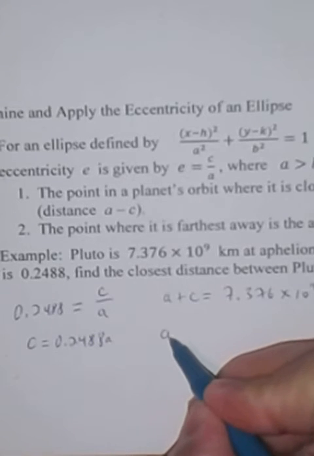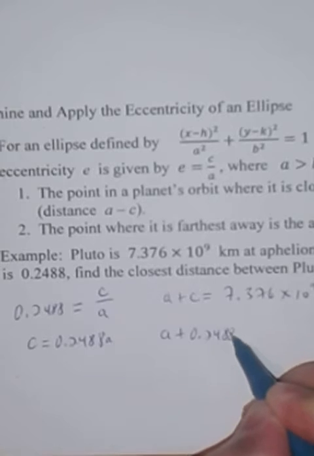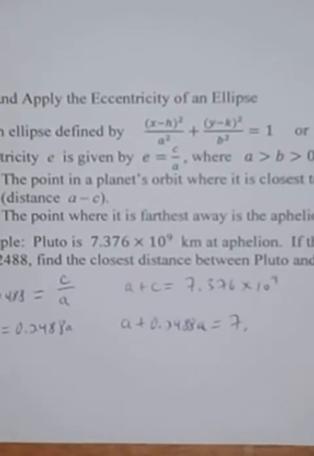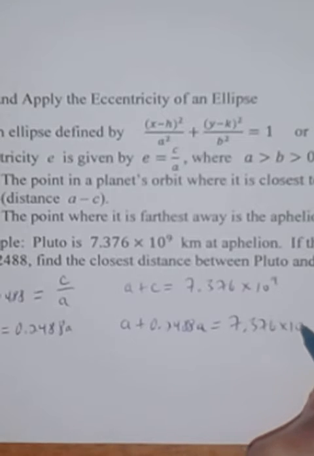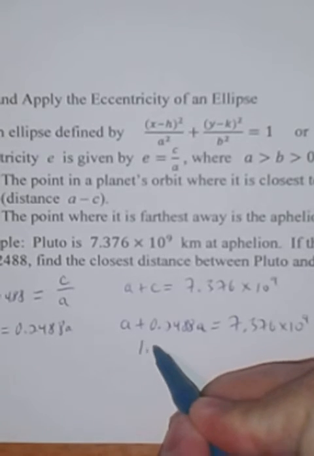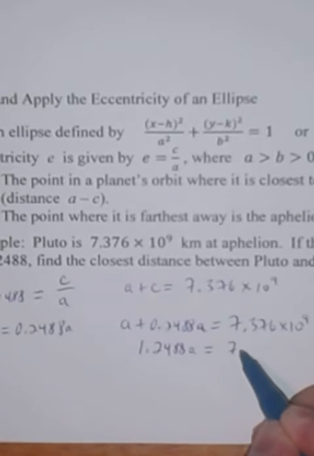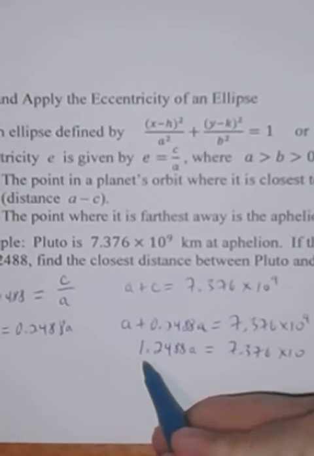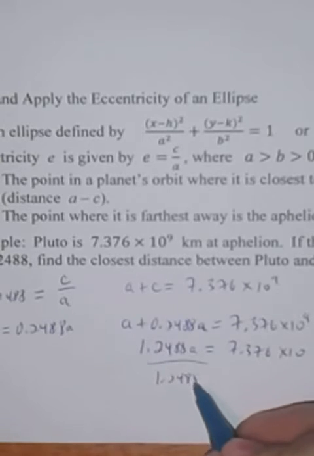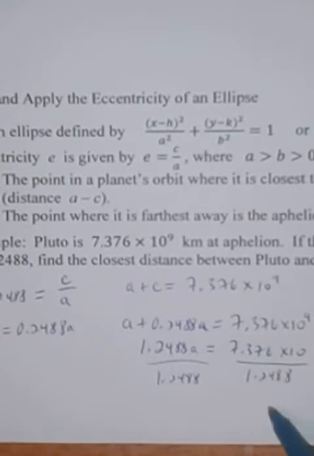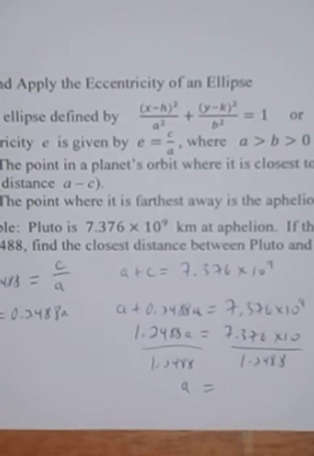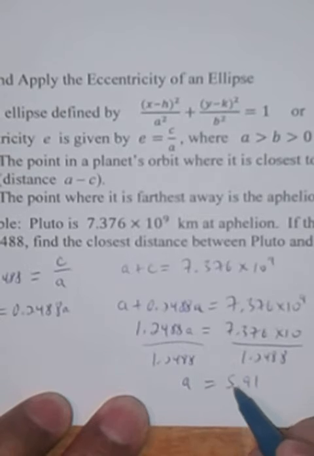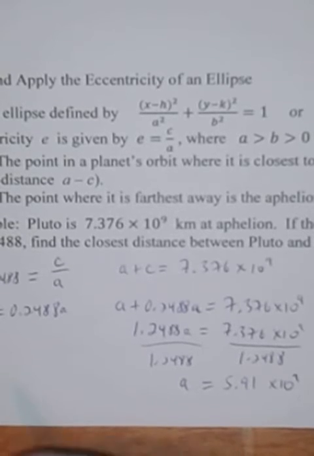So this is a plus 0.2488a equals 7.376 times 10 to the 9th. So 1.2488a is 7.376 times 10 to the 9th. I divide by 1.2488, and I get a equals 5.91 times 10 to the 9th. That's a, and so now I can find c.